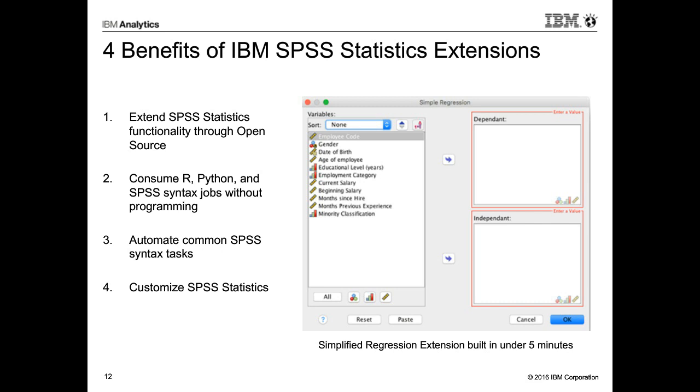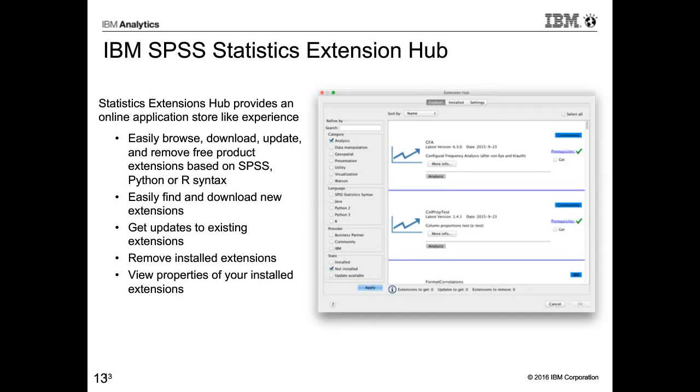So one other slide which I wanted to show you before I pass it on to Alex is the IBM SPSS Statistics Extensions Hub. It's just like your Play Store kind of a thing, right? All you have to do is go to the Extensions Hub once you have your SPSS Statistics, of course, and then you can easily browse, download, upload, update and remove the free product extensions based on SPSS, Python, or syntax. There are a couple of filters too, based on the language and the category you're searching for, and you can find all the extensions you really wanted to use. And then you can download them and start using them right now. Okay. Now that's what the Extensions Hub looks like on the right-hand side screenshot.